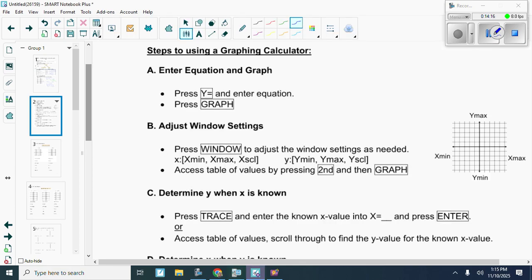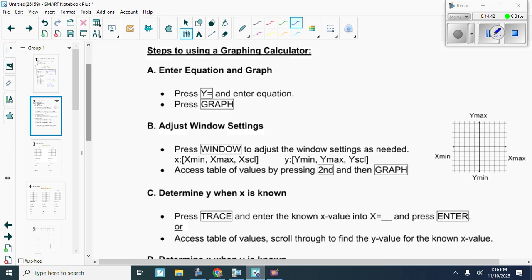Adjust your window settings. We'll play with this a little bit as we have questions. Just remember that if you hit Window, you can adjust them as you need. You have your X minimum, which is on your left, your X max, which is on your right, your Y min, which is your bottom, and your Y max, which is your top.